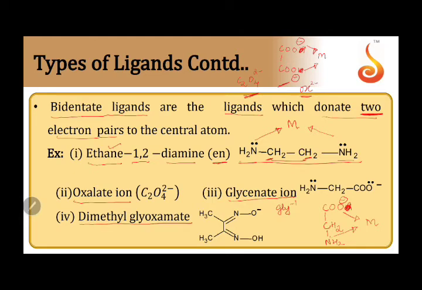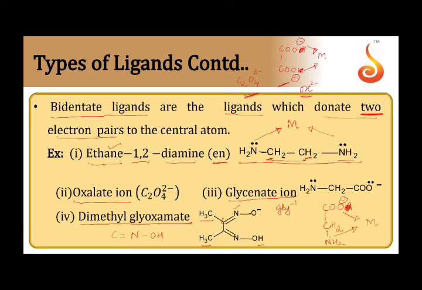Dimethyl glyoximate, or dimethyl glyoximato ion. So dimethyl, there are 2 methyl groups, and it is obtained from this type of structure, an oxime type of structure, C double bond N OH. So you can see here C double bond N, and one H plus is lost here. Here the H plus is retained. So the charge on dimethyl glyoximato is -1.